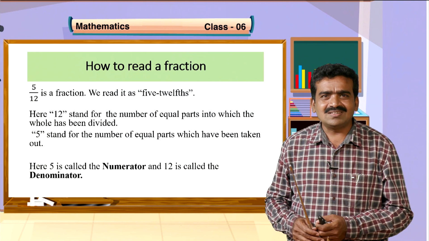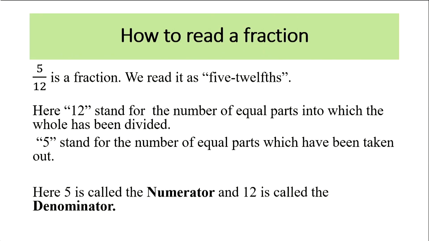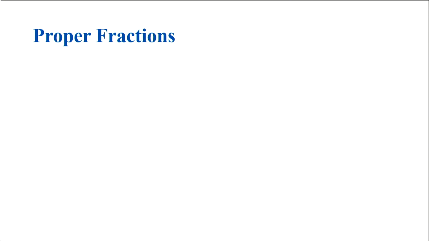And also you have learnt how to read the fraction. If 5 divided by 12 is there, how do we read this fraction? Yes, we read it as 5/12, and 12 stands for the number of equal parts into which the whole has been divided. And what about 5? 5 stands for the number of equal parts which have been taken out, and 5 is called the numerator and 12 is called the denominator.